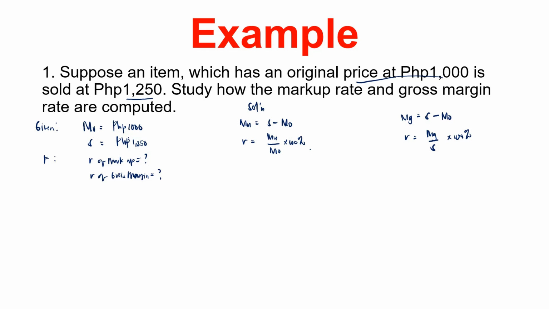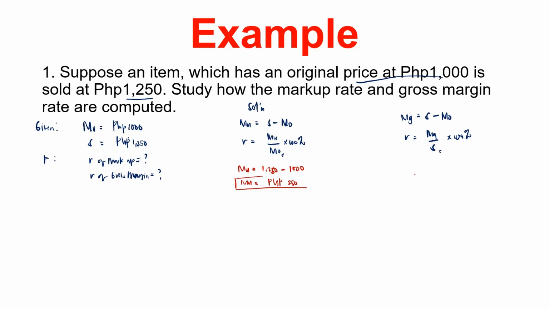As you can see class, ang rate ng markup naka-base kay cost price, ang rate ng gross margin is based on the selling price. Okay, now we're asked to find the rate of the markup. For us to get the rate of the markup, we have to identify first the markup. So markup is equal to selling price, which is 1,250, minus the cost price, which is 1,000. So our markup is 250 pesos.